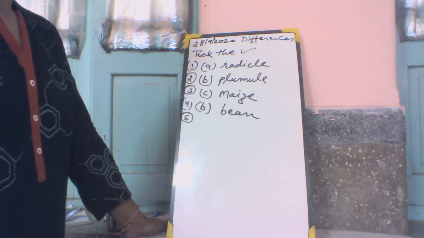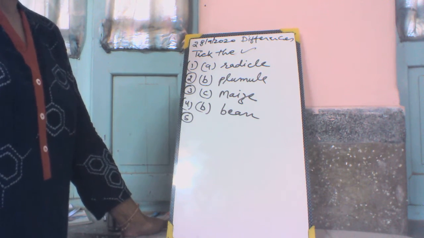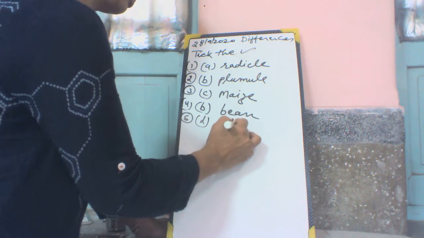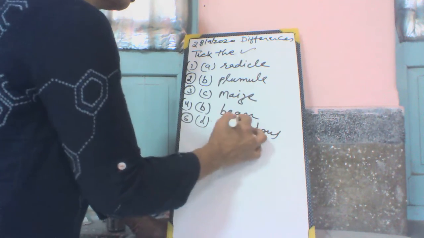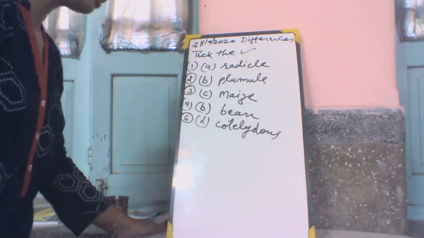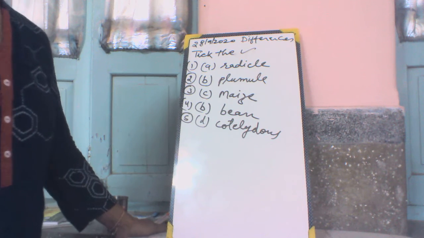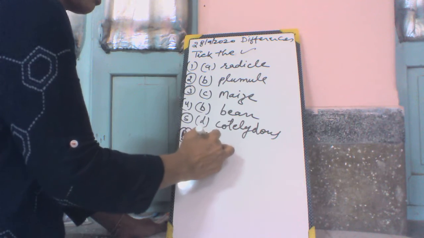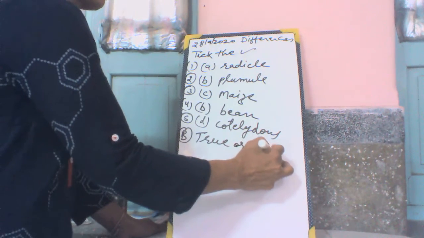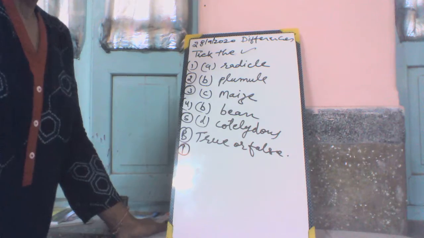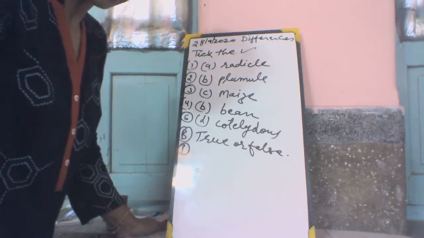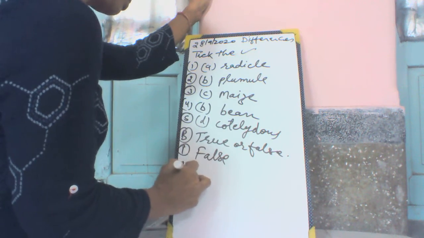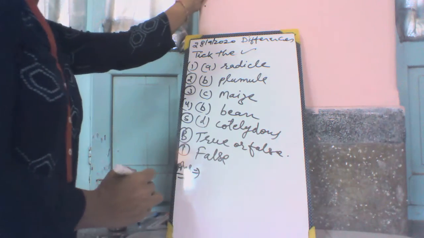And the fifth one is, in a dicot seed, food is generally stored in the cotyledons. These are the answers of tick the correct option. Then true or false. First, pericarp is the middle fleshy layer of the fruit. It is false. We have to correct it and the answer is mesocarp.